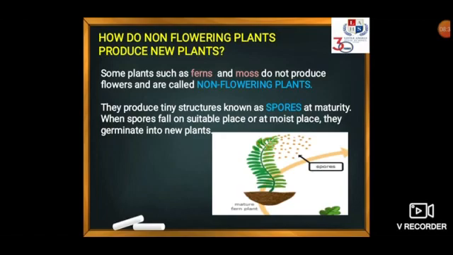Let's see. Some plants such as ferns and mosses do not produce flowers, and those are called non-flowering plants. Now, how are they able to produce new plants? They produce tiny structures known as spores at maturity. When spores fall on a suitable place or at a moist place, they germinate into new plants.